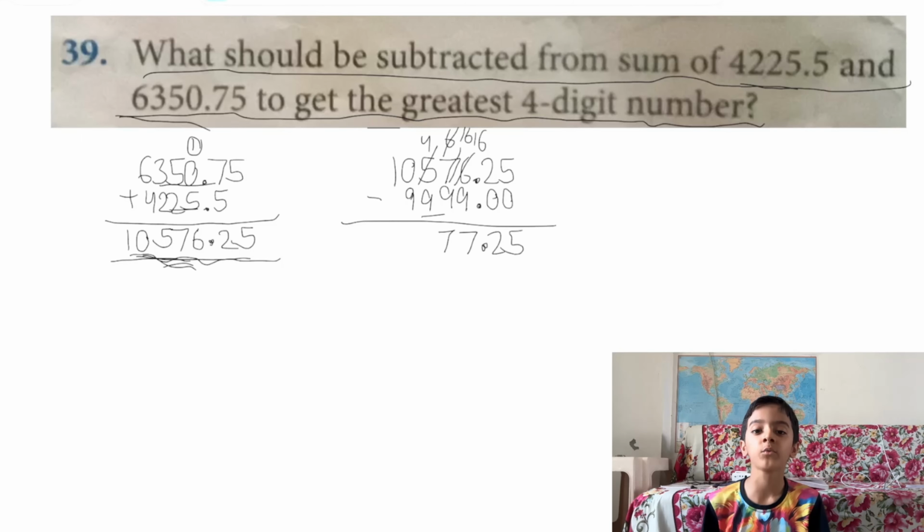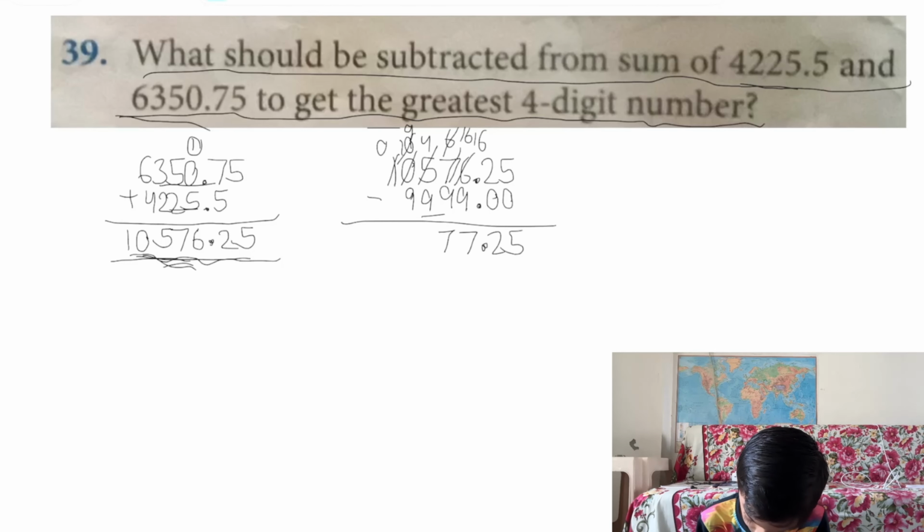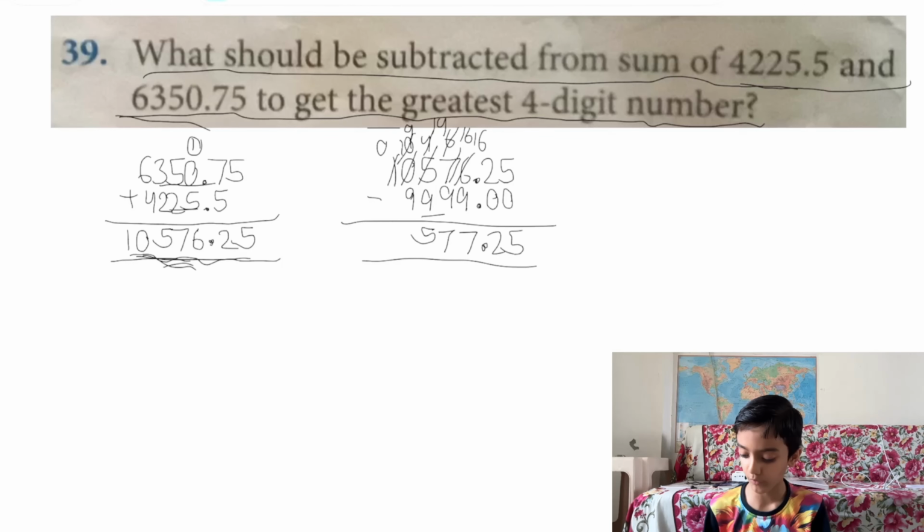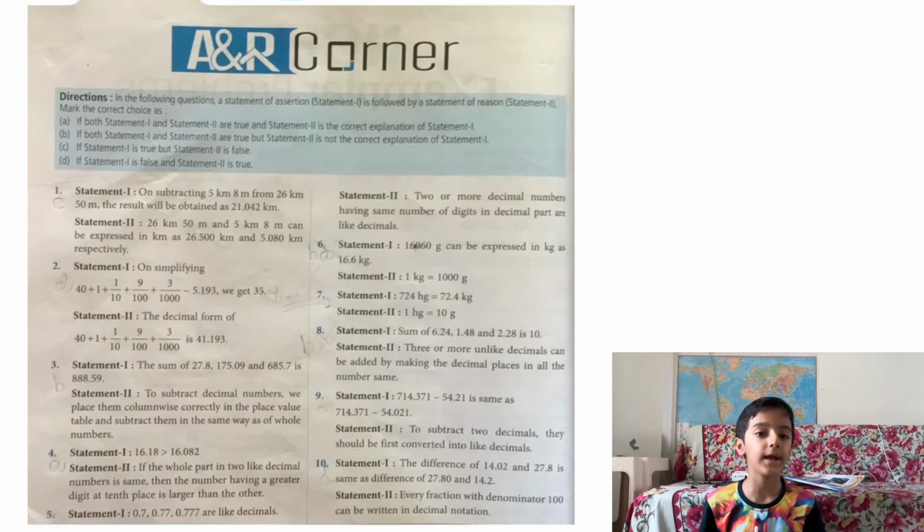Here we cannot do 4 minus 9, so we'll take borrow from next digit. The next digit is also 0, so we'll take borrow from the next digit. Here 1 will become 0. 0 will become 10. And here we'll take borrow from here also. So 10 will become 9 and 4 will become 14. 14 minus 9 is equal to 5. Here 9 minus 9 is 0 and 0 minus 0 is equal to 0. So the number to be subtracted from the sum of these two decimals to get the greatest four-digit number is 577.25. So the answer of this question is 577.25. Now let's practice some A&R questions.